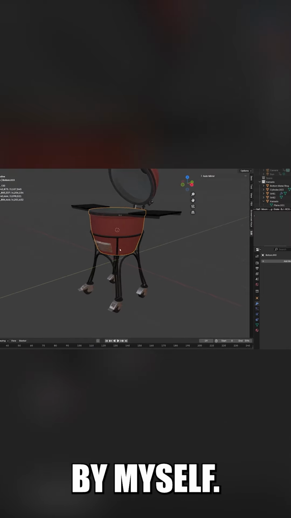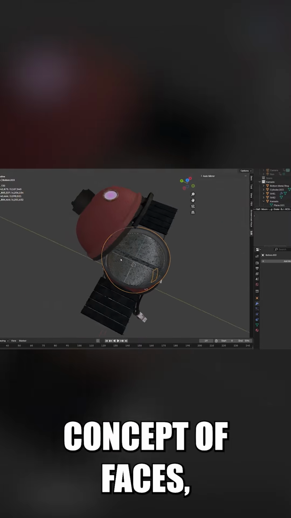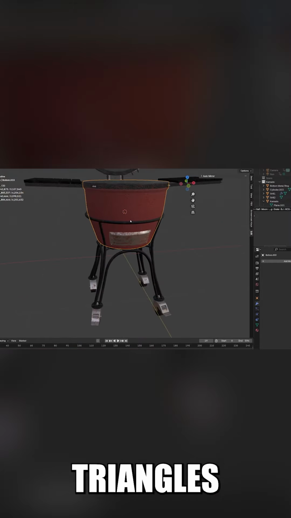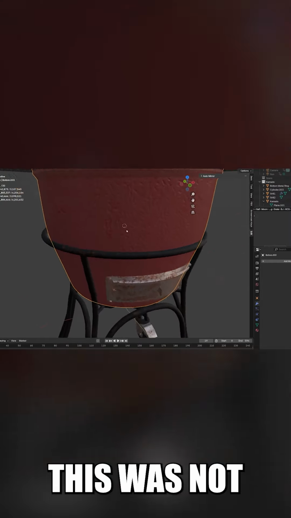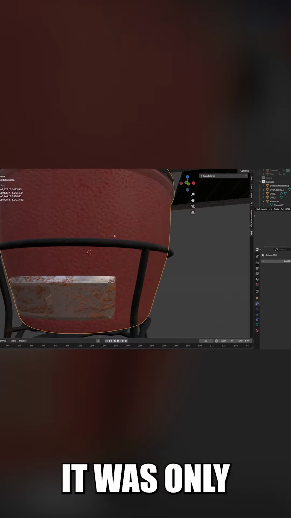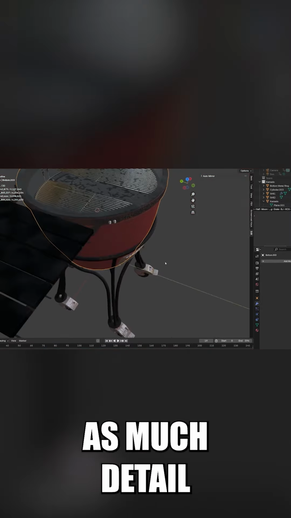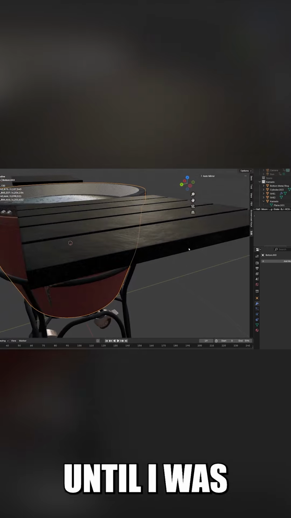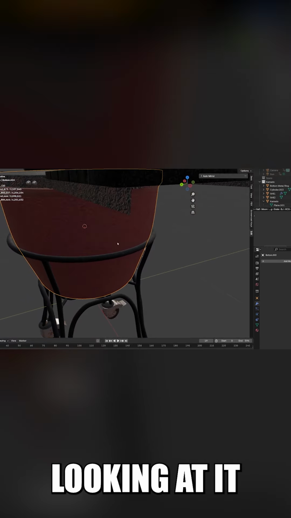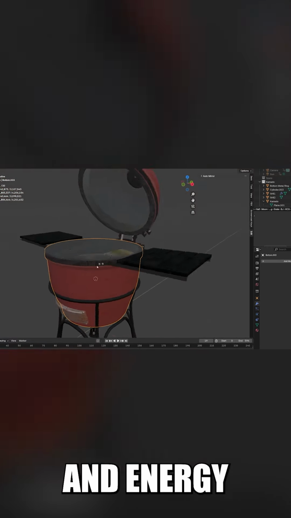I tried doing models by myself. I didn't fully understand the concept of faces, so I wasn't bothered by how many triangles I had when I made my barbecue model. This was not made as a game asset. It was only to practice what I learned and play around with some of the Blender features. I went into as much detail as I could. It took me about 50 hours until I was somewhat satisfied with it, but now I'm looking at it and thinking of how much time and energy I wasted on it.